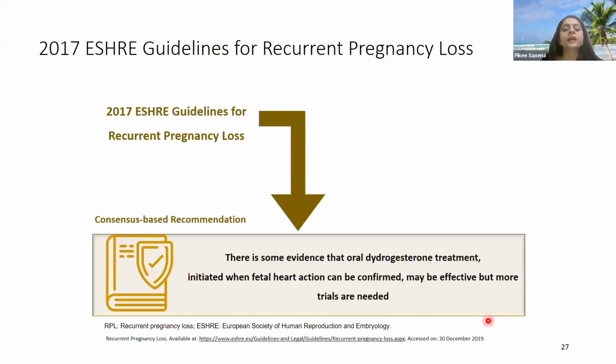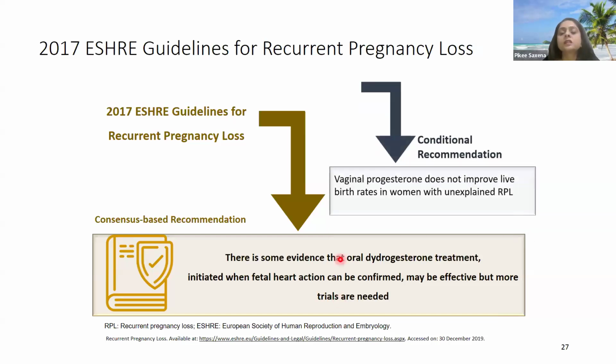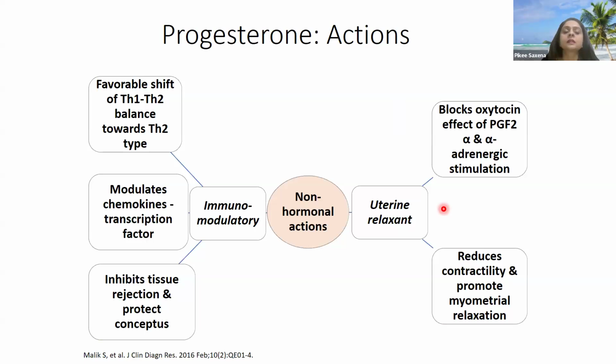What do the ESHRE guidelines say? ESHRE 2017 says that there is some evidence that oral dydrogesterone treatment should be given when the fetal heart is confirmed. And the conditional recommendation that they had given earlier was that vaginal progestogen does not improve live birth, but now good, convincing landmark trials are there, and we are getting positive results in that.